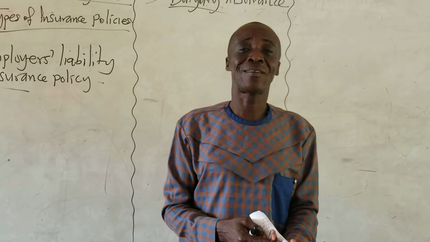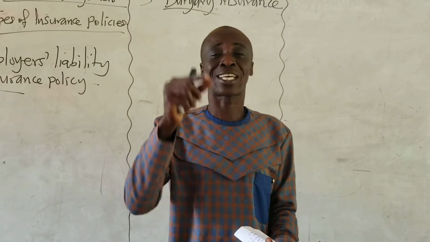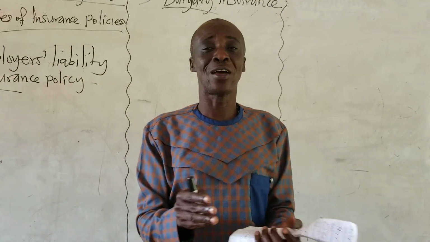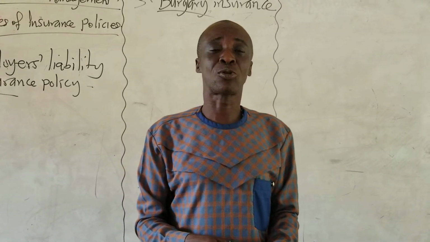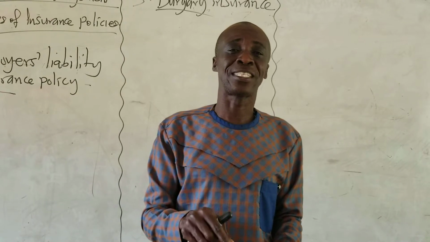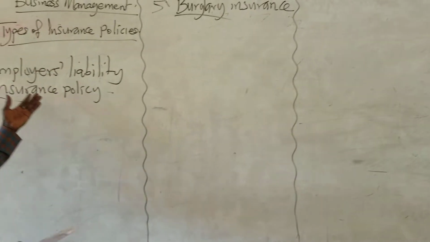Now, under accident insurance, we talk about 2. There was a third one that we couldn't talk about, and I'm going to continue from there. And that is what we call employers' liability insurance. So that is what is here.